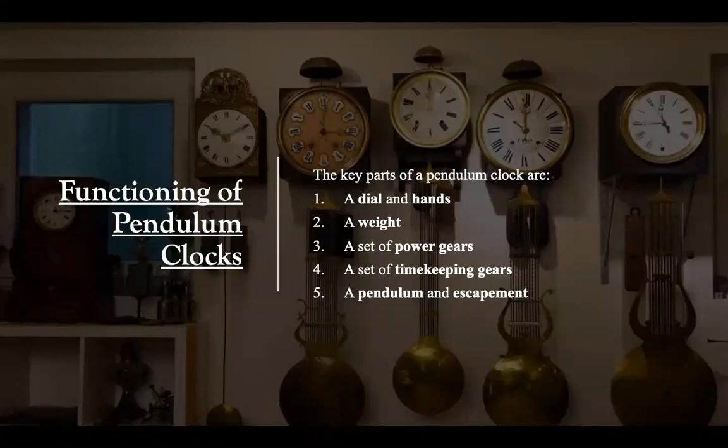Then we have the set of gears. So a set of gears take energy from the falling weight and use it to drive the clock mechanism at the correct speed. Then we have a set of timekeeping gears. So timekeeping gears are usually finer and more precisely made than the power gears, and they drive the different hands around the clock face at different speeds. And lastly, we have the pendulum and escapement. So the pendulum and escapement regulate the speed of the clock and keep it more or less constant. Now let us have a more detailed overview of the working of the pendulum clocks.